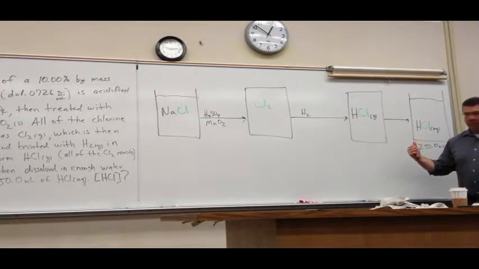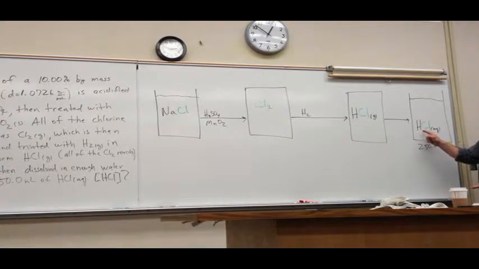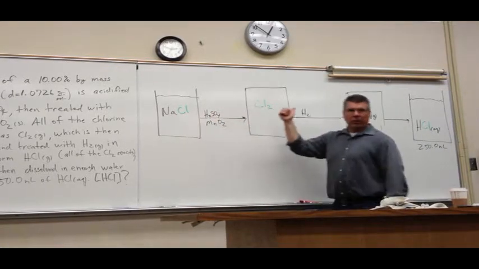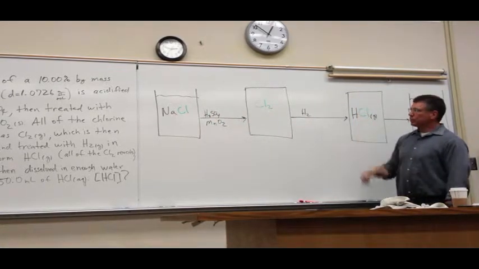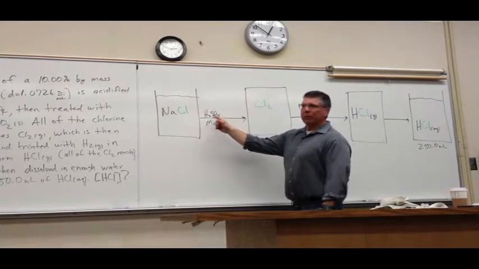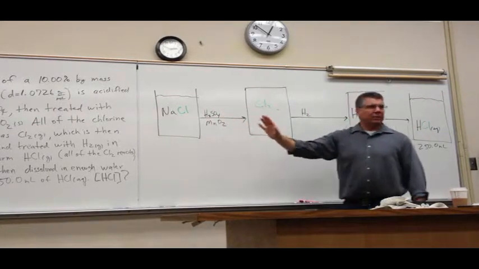Okay? Now, because there's 1 mole of hydrochloric acid for every 1 mole of chlorine, because of the formula, if we know how many moles of chlorine made it over here, we know how many moles of hydrochloric acid there are, and we can do the calculation. So all we have to do is follow the chlorine from here all the way over here.